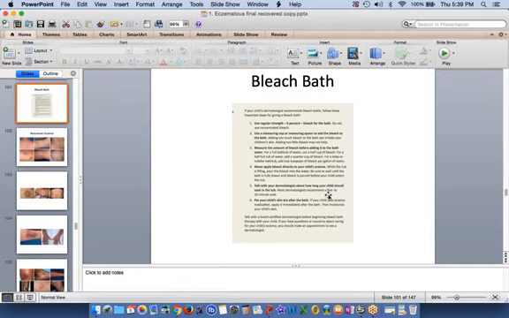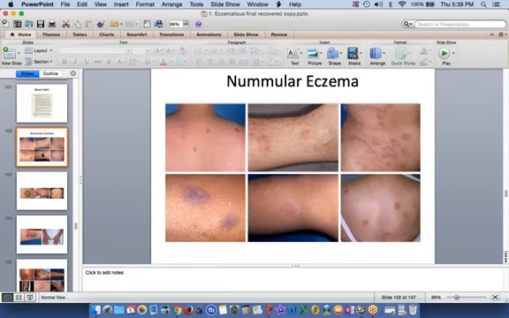I don't know what this bleach bath is, but forget about it. It's in here, so I'm leaving it. I'm not sure about it, and I won't put any bath whatsoever, bleach or no bleach.